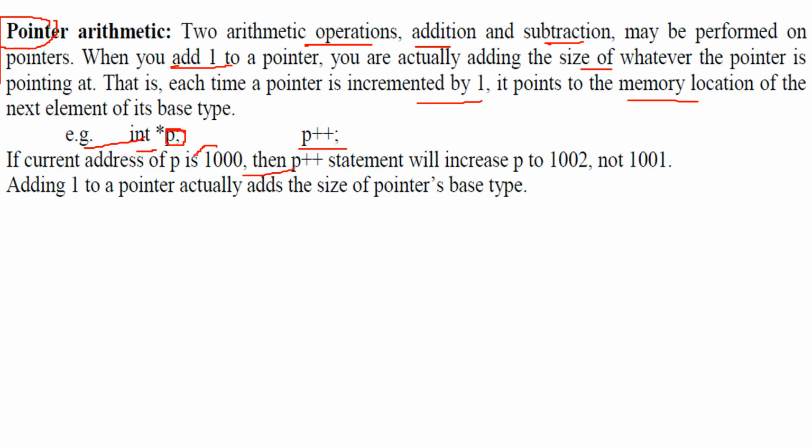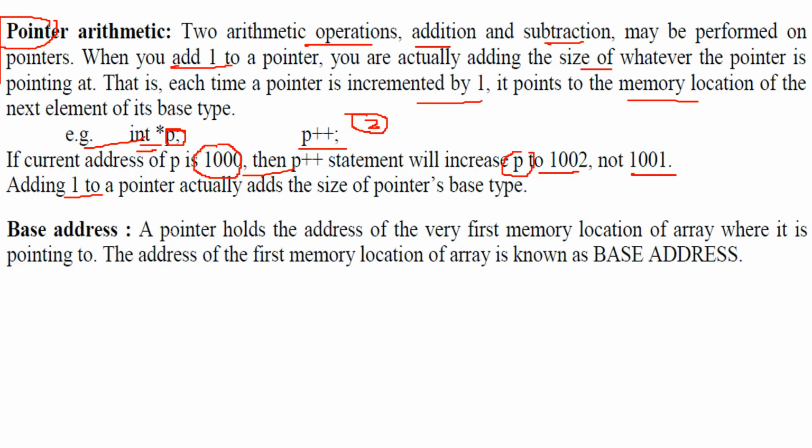So if the current address of, say, pointer p is 1000, and just assume that an integer is taking 2 bytes, it will go to 1002. That is, p will increment to 1002 rather than 1001. So when we add 1 to a pointer, it actually adds the size of the pointer's base type. So what is the base address?